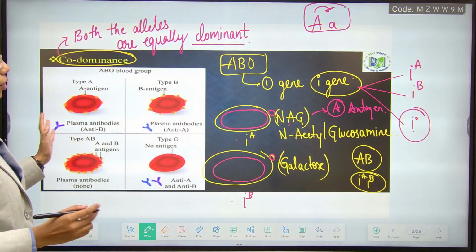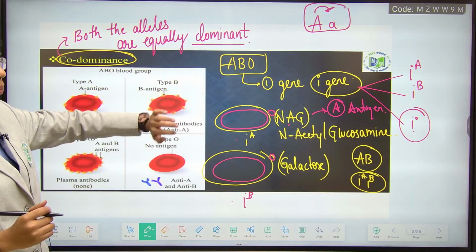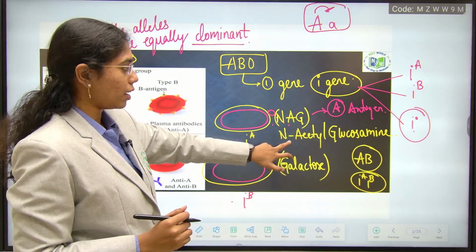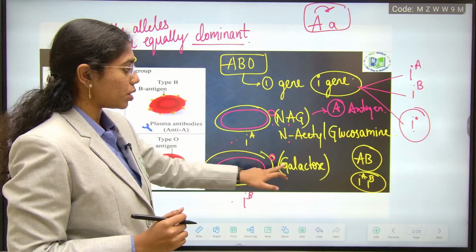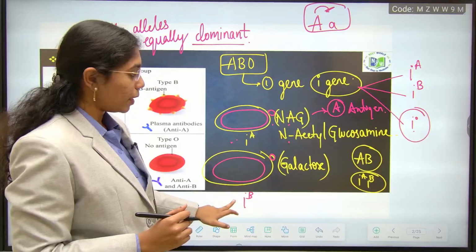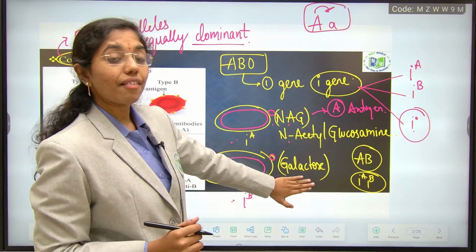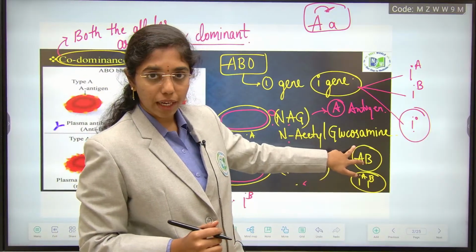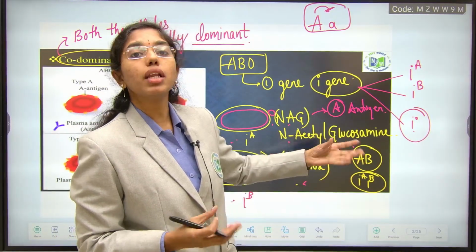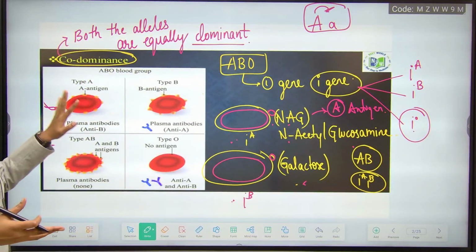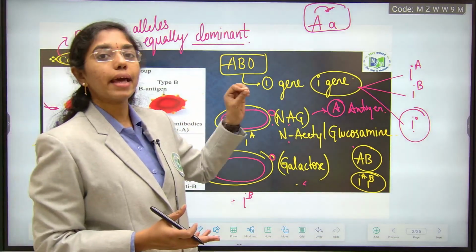So if you observe it clearly, in ABO blood grouping, you have NAG units, which is N-acetyl glucosamine, making it IA antigen. If the RBC surface has galactose, it is the IB blood group, which has B antigen. Both of them together will be present in AB blood grouping, showing their expression equally. Here comes the concept of codominance, where both the alleles are equal in their expression.